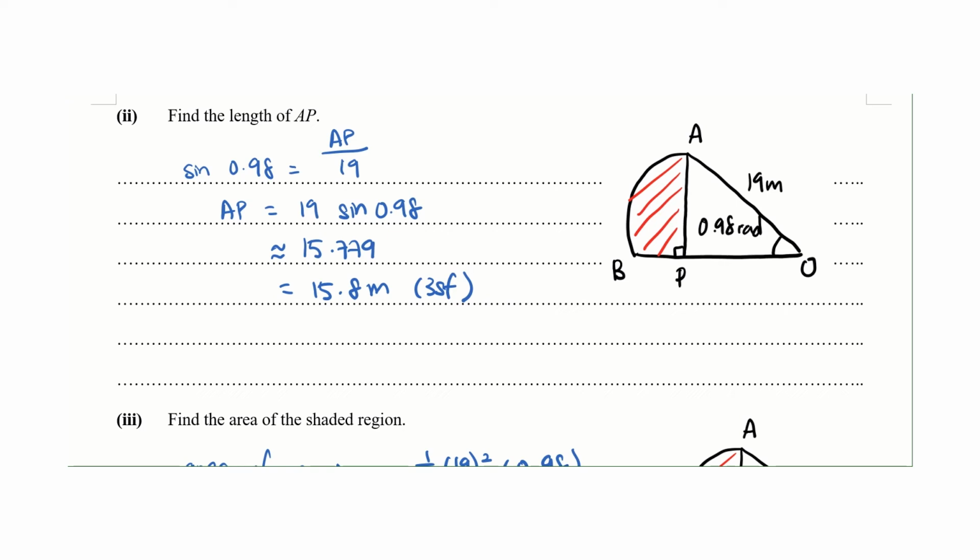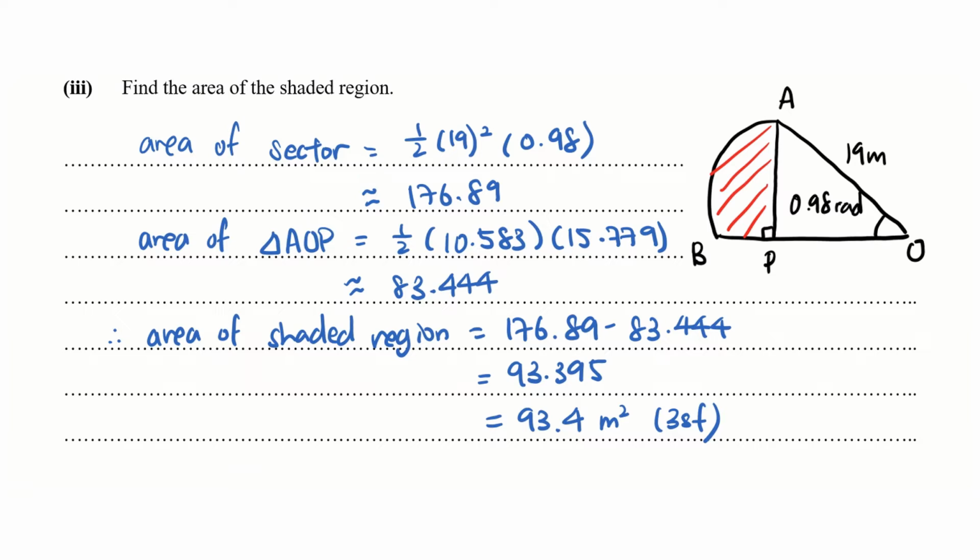And now in part 2, we want to find the length of AP. So AP also likewise belongs to the right angle triangle, OAP. So we will also use our trigonometric functions, such that this 19 meter is the hypotenuse and AP is the opposite side to the angle 0.98 radians. So therefore we apply sine and we have this equation here, and then after doing some manipulation and ensuring that our calculator is in radian mode, we will be able to get 15.8 meters for the answer in part 2.